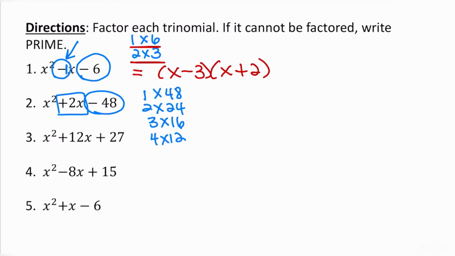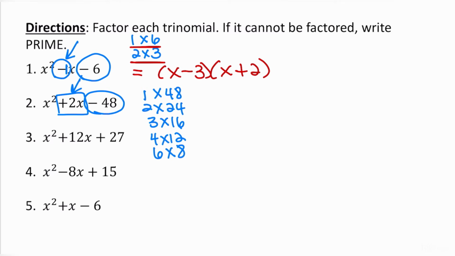It is not divisible by 5, it does not end in a 5 or a 0. It's divisible by 6, 6 times 8, and it's not divisible by 7. So that's it. I found all the possible combinations. It has to be, remember, one positive, one negative, but because it has to add up to positive 2, the bigger number has to be positive.